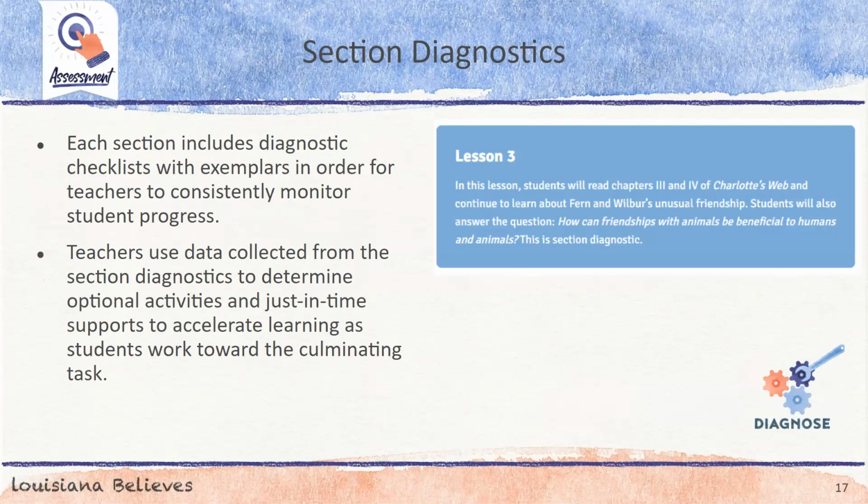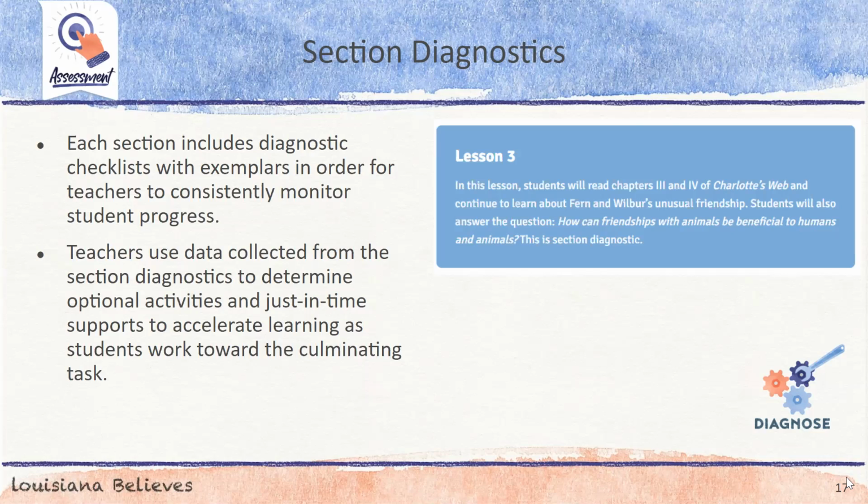There we go. Sorry. So the next part of our session, we're going to work on selecting and incorporating those core activity supports and determining the optional activities. So each section has a section diagnostic with checklists and exemplars for teachers to monitor student understanding. The data that is collected from these checklists allows you to monitor student understanding to determine what just-in-time support students may need. So those supports that we talked about in the previous section.